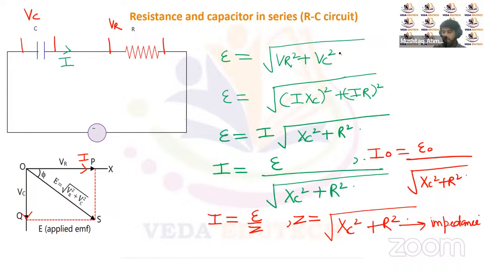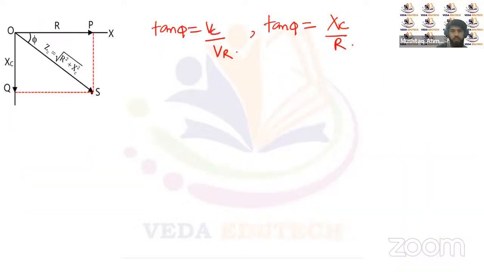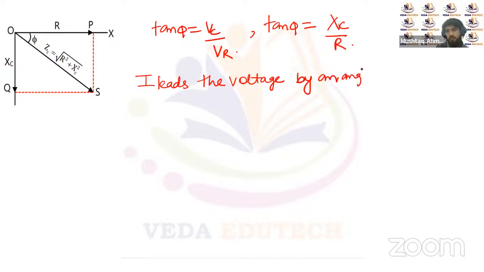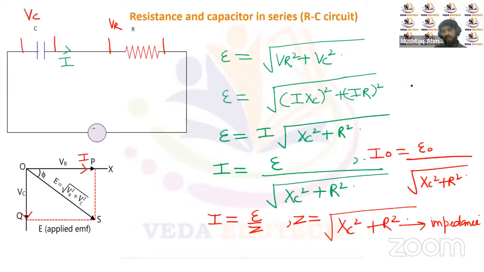So you can see that in case of RC circuit, here current leads the resultant voltage by an angle of phi, right? So it leads the voltage by an angle of phi. So this was about what we call the resistance and capacitor.